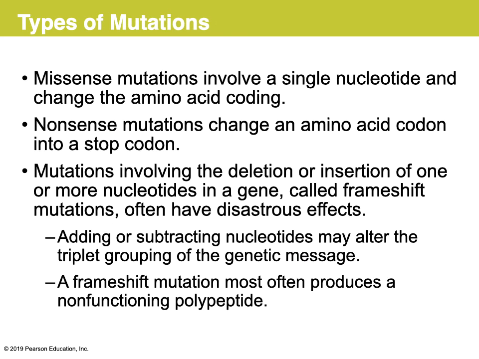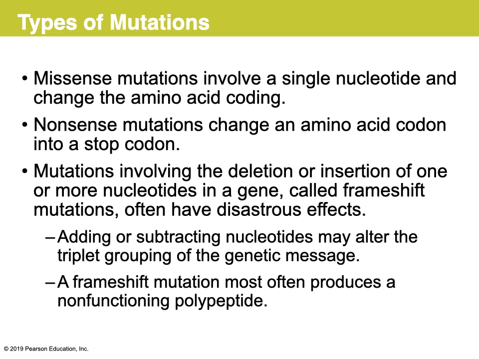Now, missense mutations involve a single nucleotide and change the amino acid coding, like we just saw in that last example. Nonsense mutations change an amino acid codon into a stop codon. Right? So missense means you're changing the amino acid coding. Nonsense mutations means that you stop it early in what would be the normal sequence. So that's why they refer to it as a nonsense mutation. It changes an amino acid codon into a stop codon, so it stops early.